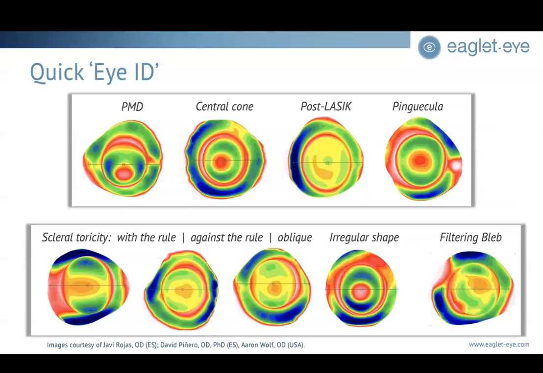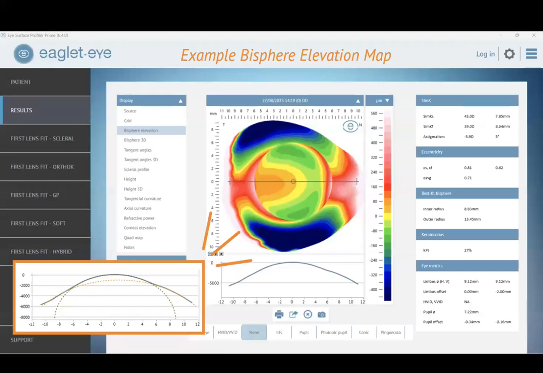Now, I want to show you, this is really cool. So this is a quick eye ID. When we take a look at a bisphere map like this from the ESP, we're very used to looking at, let's just say, a corneal topographer, and it's the exact same thing with the ESP corneal topography as well, but there's a characteristic pattern that we would see using axial power maps, for example, on a Placido ring topographer.